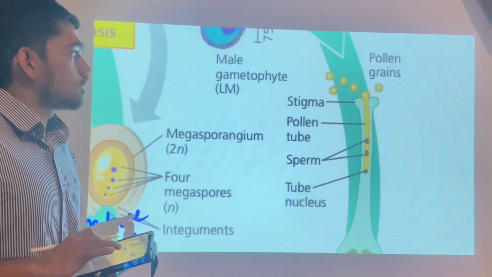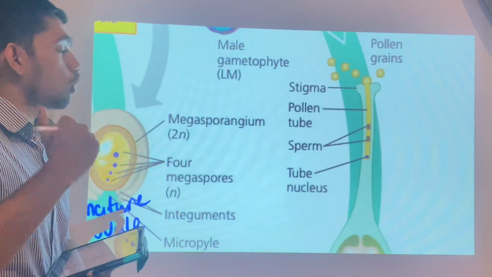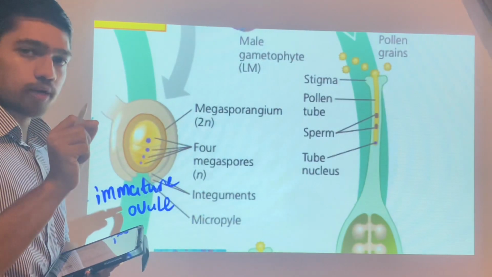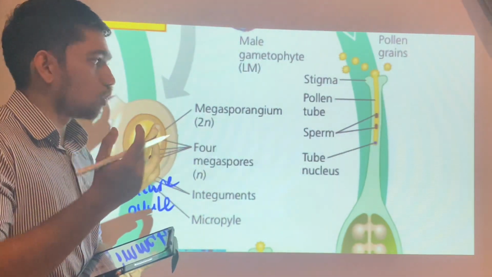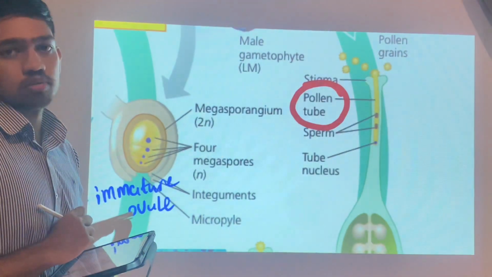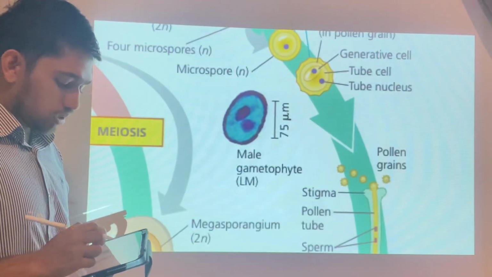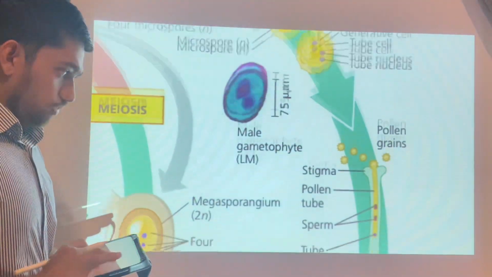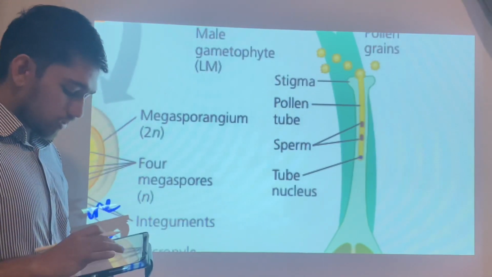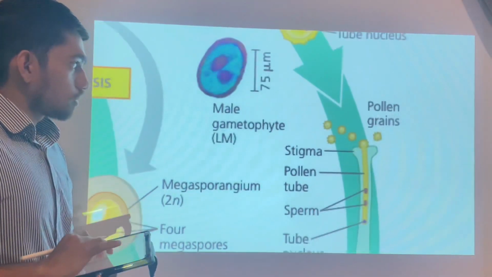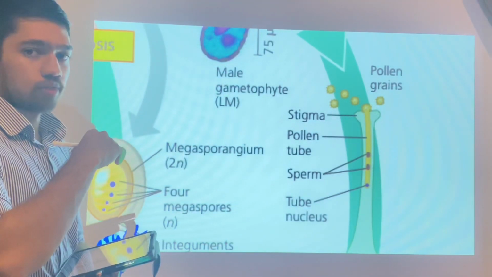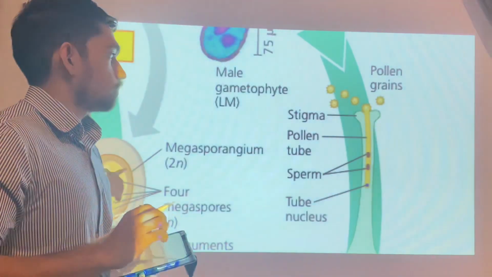The stigma receives and holds the pollen, and on the stigma this pollen grain can germinate and grow, specifically growing a pollen tube. The pollen tube is actually generated by the tube cell. Through the pollen tube, there's going to be the delivery of sperm to the egg produced by the female gametophyte.